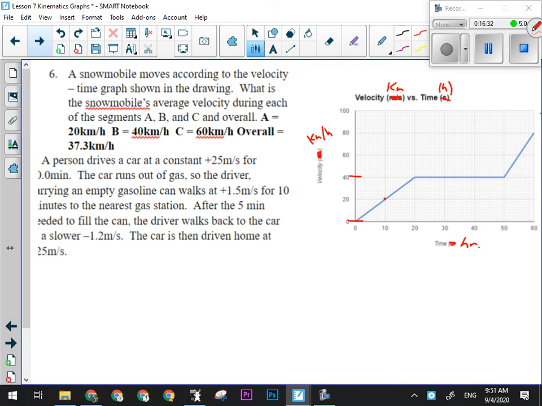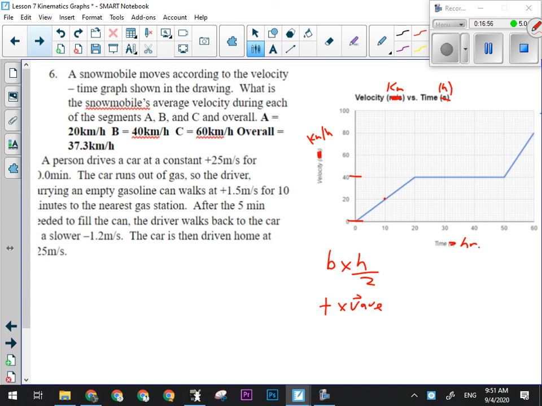Half the time it's going slower than 60, half the time it's going faster than 60, so 60 would be the average. And again, that's where that whole base times height over 2 thing comes from. That's time multiplied by average velocity. That's giving us our displacement when we're calculating the area.